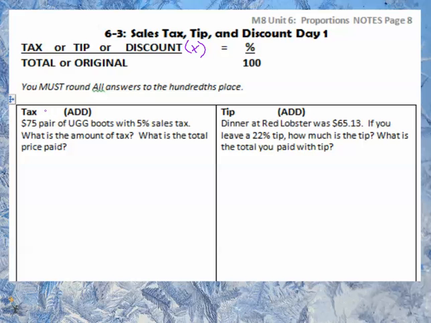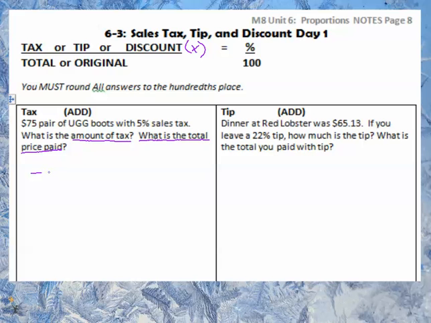With tax, we always add. Think the T looks like a plus sign, so we're going to add when we have tax. So if we read the problem, $75 pair of UGG boots with 5% sales tax. What is the amount of tax? And then it's asking what is the total price paid. So we are looking for two separate answers.